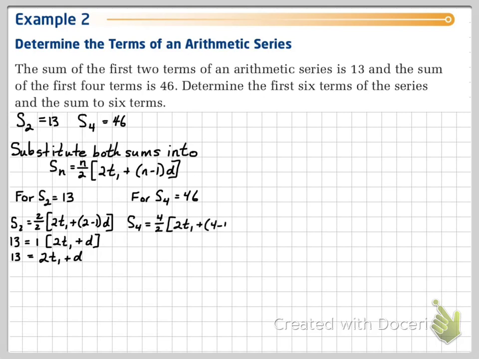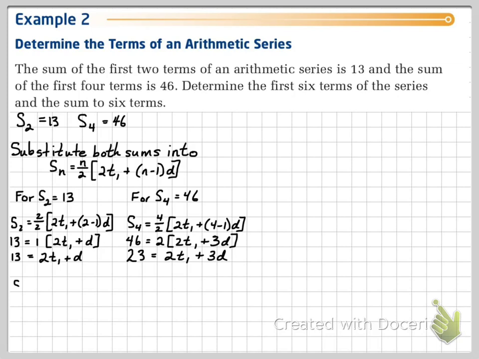And that's going to be the sum of the first 4 is 4 divided by 2 times 2 times term 1 plus 4 minus 1 times d. And 46 is going to equal 2 times 2T1 plus 3D, and then if you divide both sides by 2, you're going to get 23 is equal to 2T1 plus 3D. So now I have two equations with two unknowns.